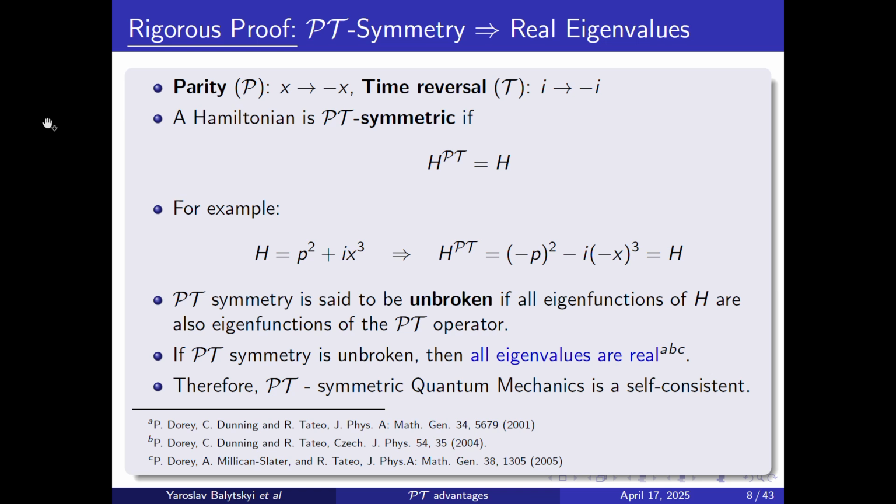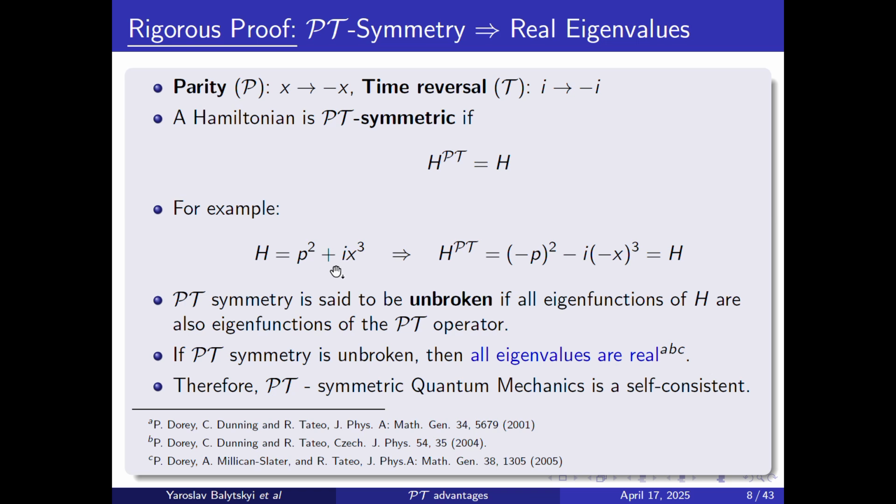And then it was shown that those types of Hamiltonians belong to a more general type of PT-symmetric Hamiltonians, and if PT-symmetry is unbroken, then all eigenvalues are real. So basically, a parity operator is just a mirror symmetry flip. Time reversal is complex conjugation. A Hamiltonian is called PT-symmetric if under this transformation it becomes itself.